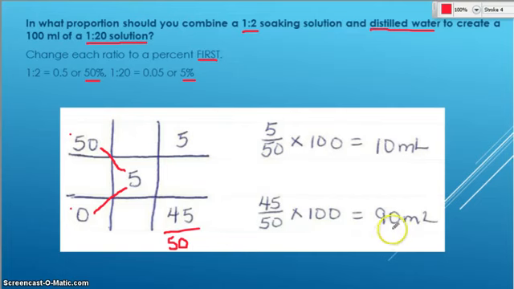Adding those together will double check for us if we've done this correctly. 10 plus 90 gives me 100. So yes, I do have the correct amount of each, and I have set it up correctly.